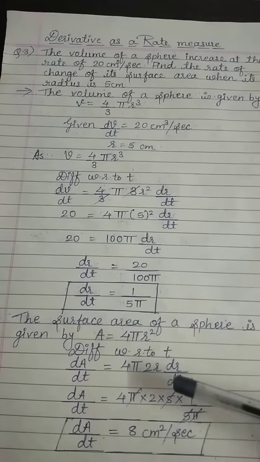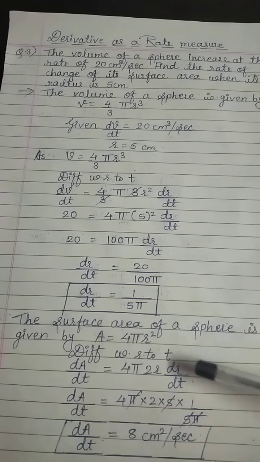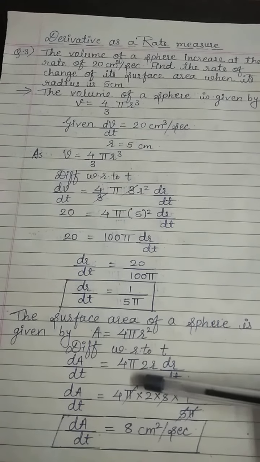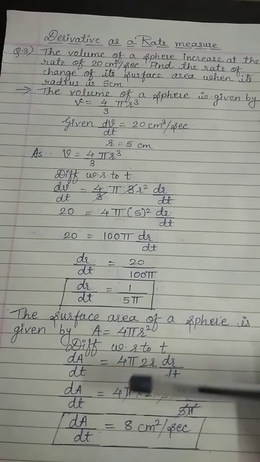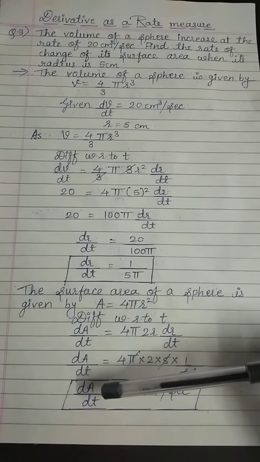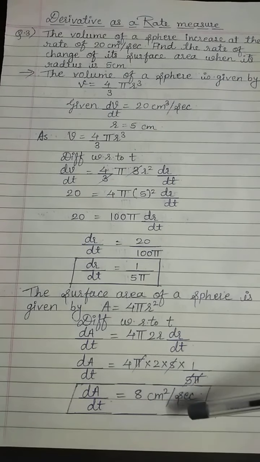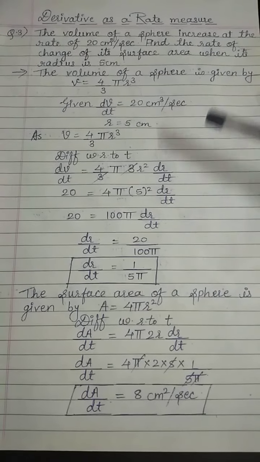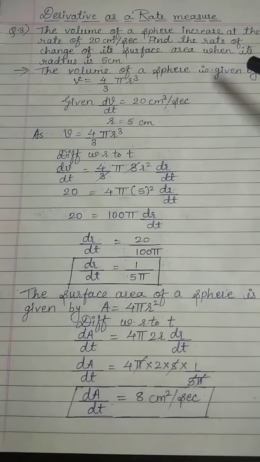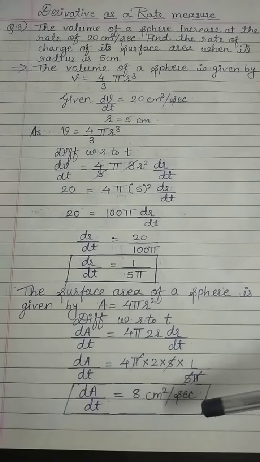Now here we will substitute the value of r, that is 5, and the value of dr by dt, that is 1 upon 5 pi. So 5 gets cancelled and pi also gets cancelled, and multiplying the remaining terms we get 8. And as this is the rate of change of surface area, we will write the unit as centimeter square per second. Therefore we can say that the rate of change of surface area of a sphere when radius is 5 centimeter is given by 8 centimeter square per second.